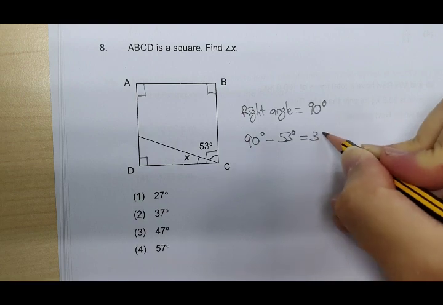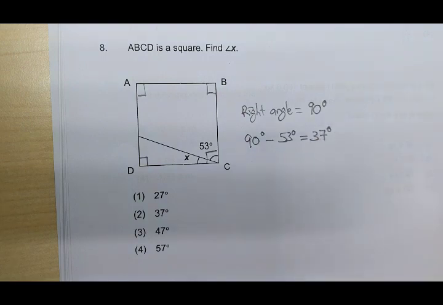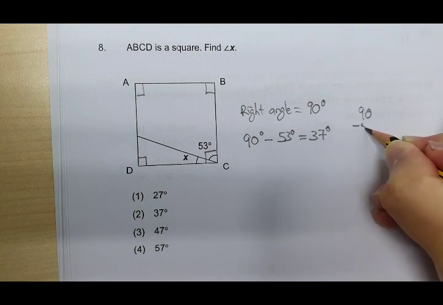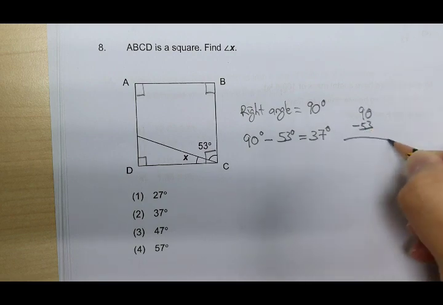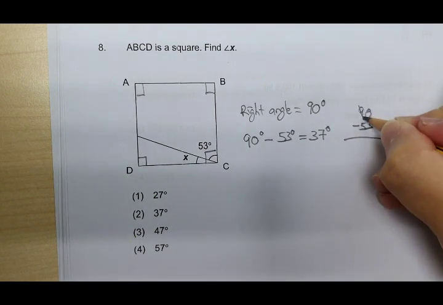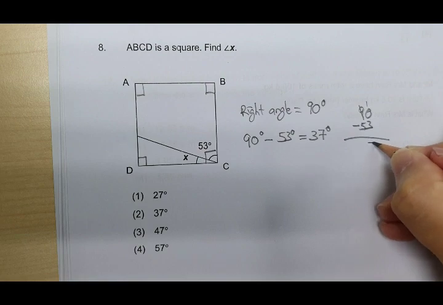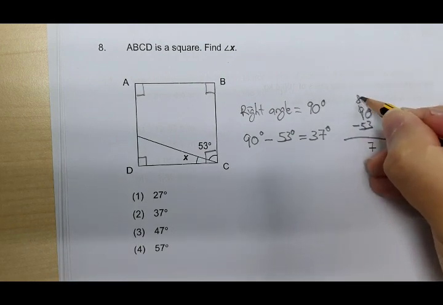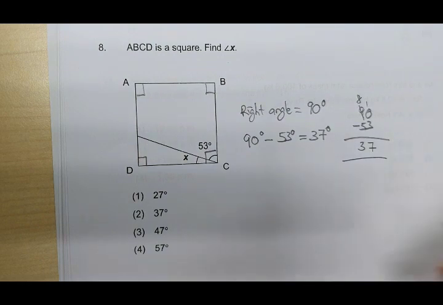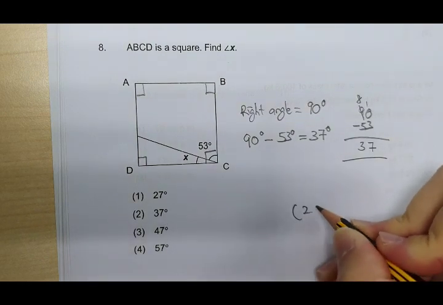We have 37 degrees. Alright, let's do the working on this side to check. You see all the digits here are 7, so we don't want our careless mistake to rule these 2 marks. Alright, 90 take away 53, that's it, 37. Answer will be number 2.